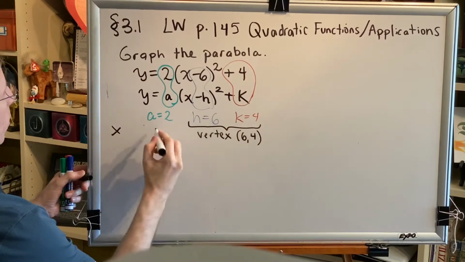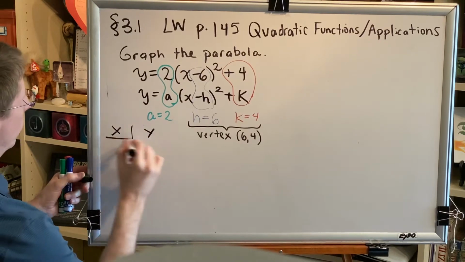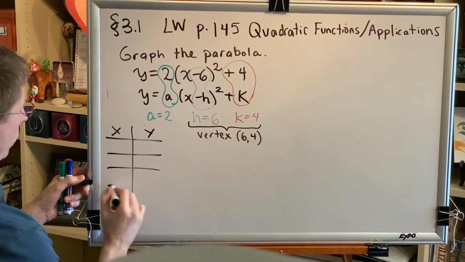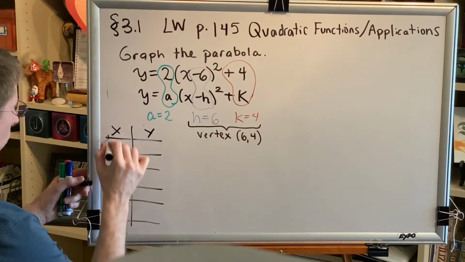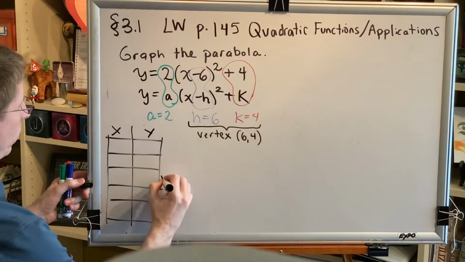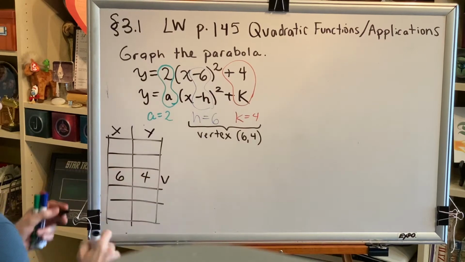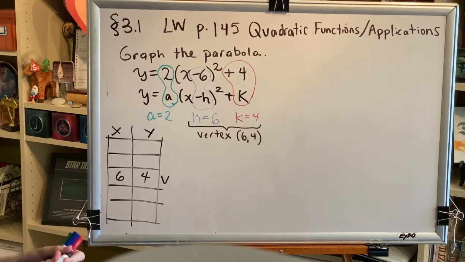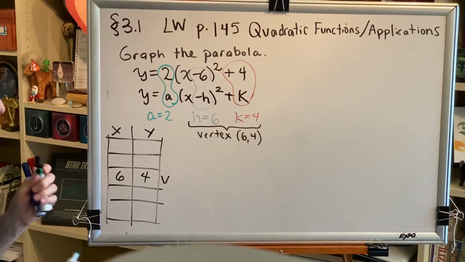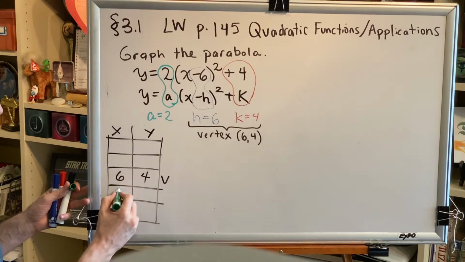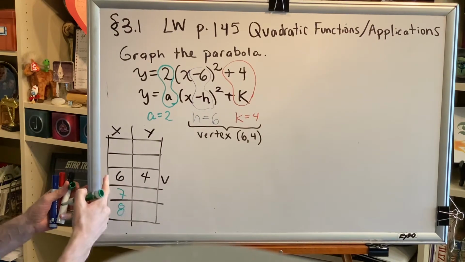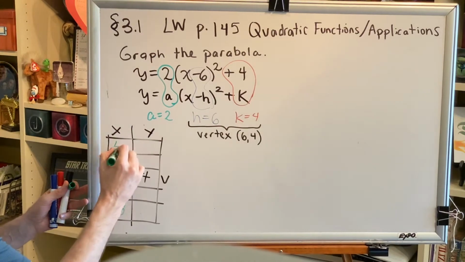Okay, let's create our xy table. 5 rows. Vertex goes right in the middle. (6, 4). All right, what other x values should we use? Well, you just add and subtract 1 as you go up and down the table. 6 plus 1 is 7, plus 1 more is 8. 6 minus 1 is 5, minus 1 more is 4.